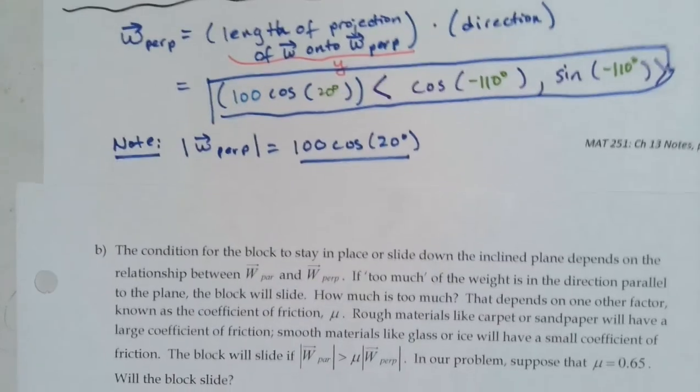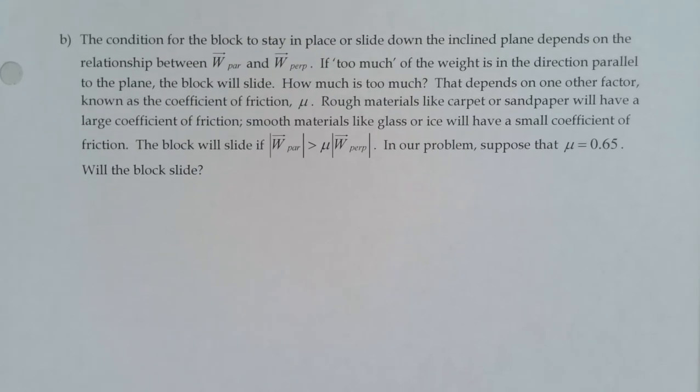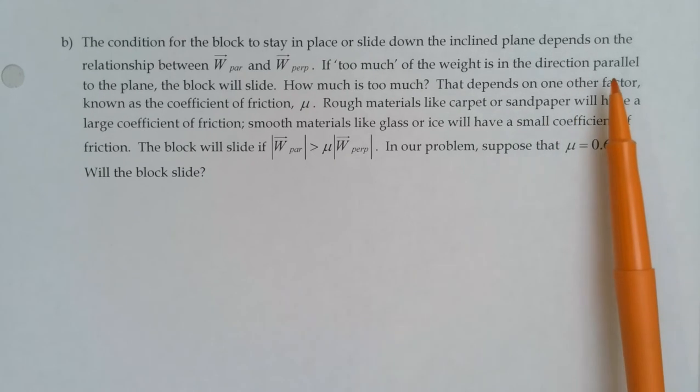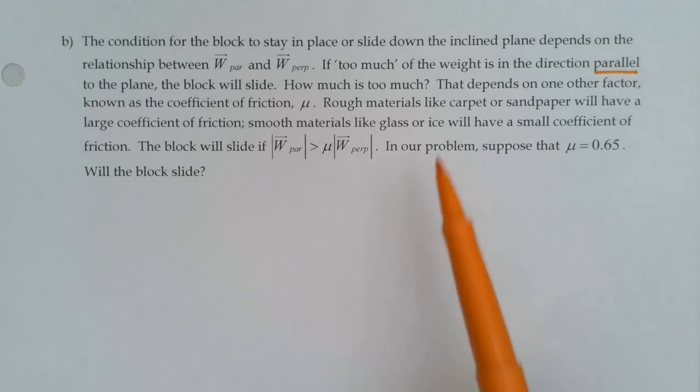All right, now whether this block stays in place or slides down the inclined plane depends on the relationship between the parallel and perpendicular weight vector components. If there's too much weight in the direction parallel to the plane, which was the orange direction, it's going to start sliding down, right? But how much is too much?